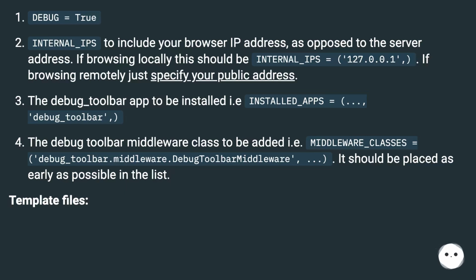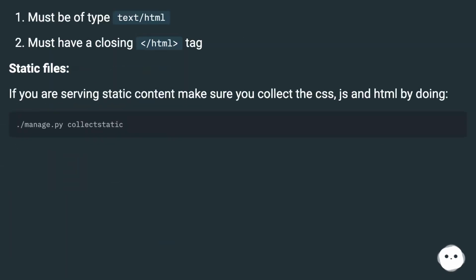The debug_toolbar app to be installed, i.e. INSTALLED_APPS equals ... debug_toolbar. The debug toolbar middleware class to be added, i.e. MIDDLEWARE_CLASSES equals debug_toolbar.middleware.DebugToolbarMiddleware. It should be placed as early as possible in the list. Template files must be of type text/html. Must have a closing body tag. Static files: if you are serving static content, make sure you collect the CSS, JS, and HTML by doing.